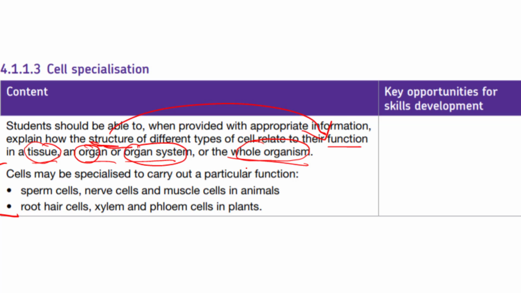Cells may be specialized to carry out a specific function, and they've noted down sperm cells, nerve cells, muscle cells in animals, and they've noted down root hair cells, xylem, and phloem in plants. And we'll go through what each of these do. So let's get through those.